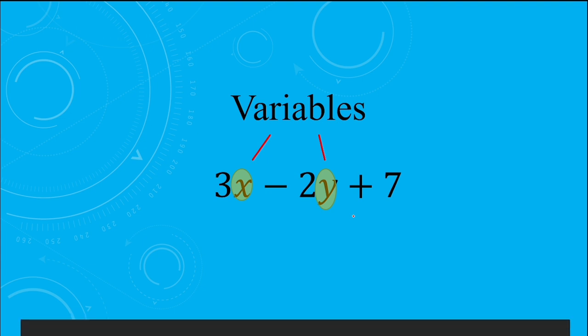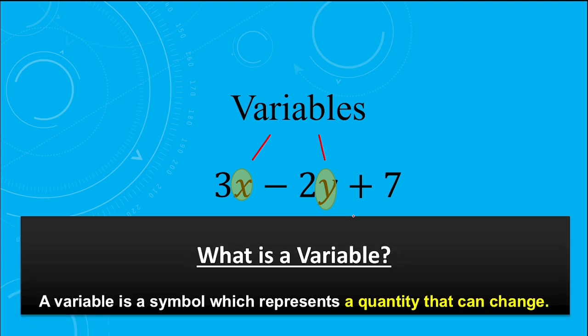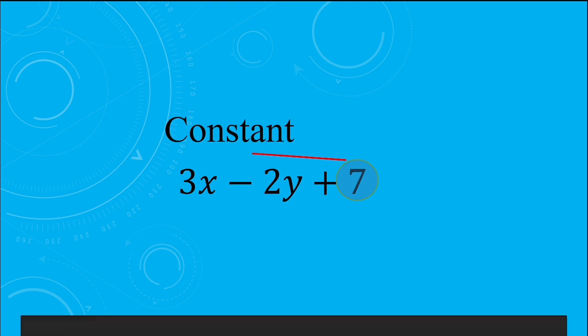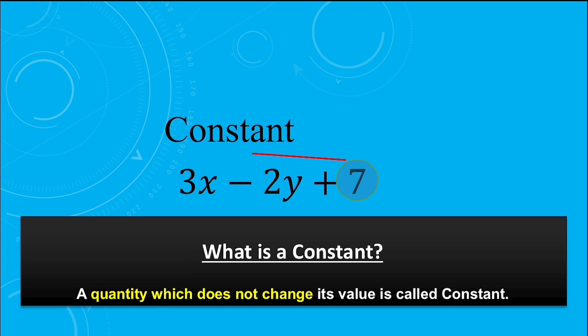So what is a variable? A variable is a symbol which represents a quantity that can change. Means here we can put the value of x as 1, 2, 3, and so on. The value of x is not constant. That's why it is a variable. Okay. Then constant. Constant means the value does not change. A quantity which does not change, its value is called a constant.